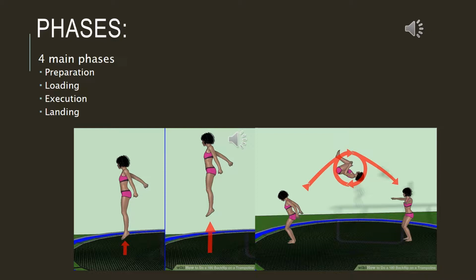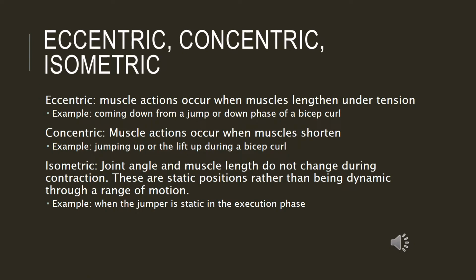The four phases during a backflip include preparation, loading, execution, and landing. Eccentric, concentric, and isometric are the 3 movements that we will be discussing throughout this presentation as well.